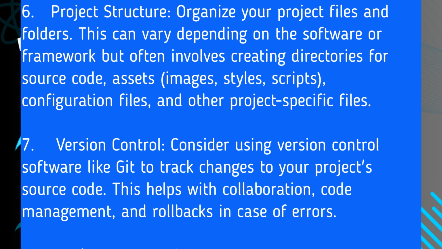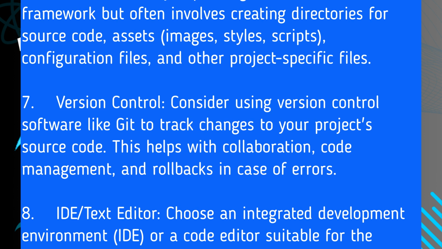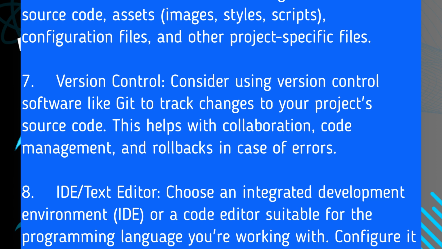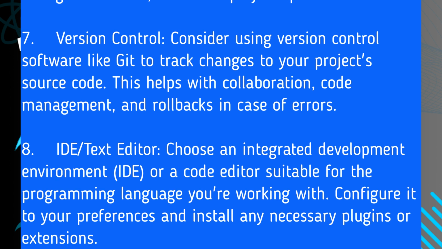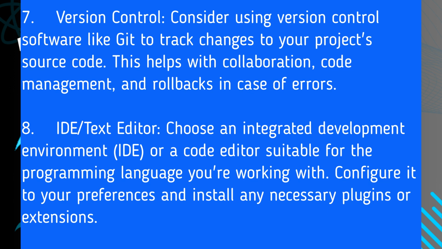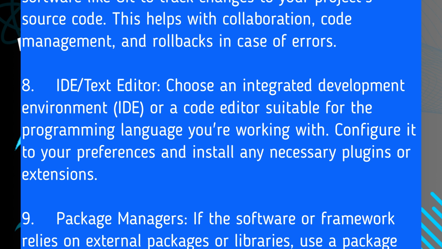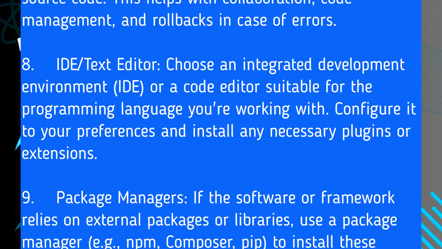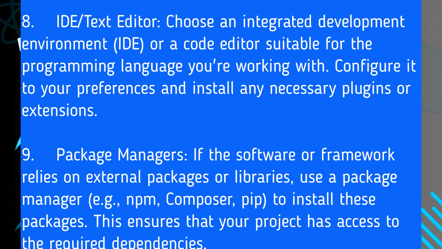7. Version control. Consider using version control software like Git to track changes to your project's source code. This helps with collaboration, code management, and rollbacks in case of errors. 8. IDE text editor. Choose an integrated development environment (IDE), or a code editor suitable for the programming language you're working with. Configure it to your preferences and install any necessary plugins or extensions.